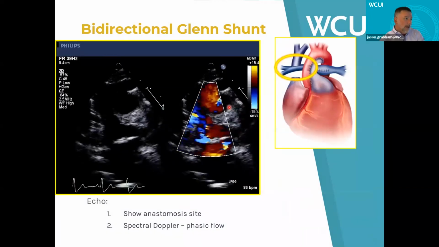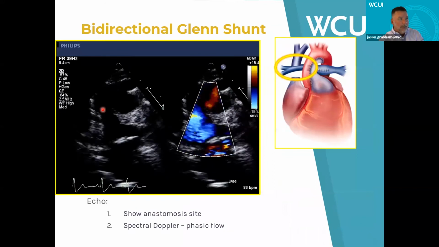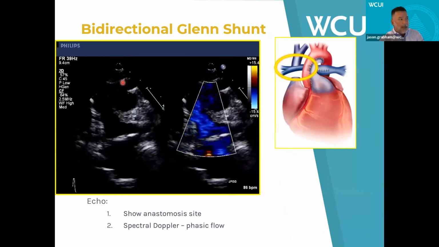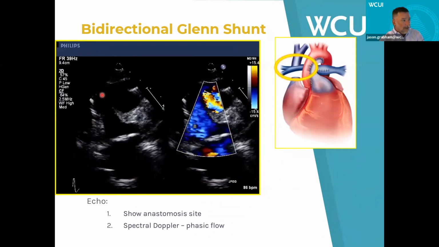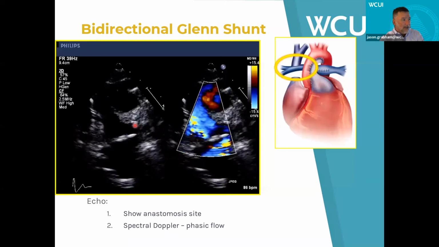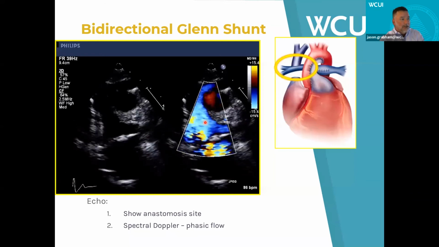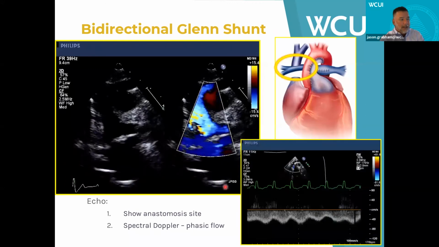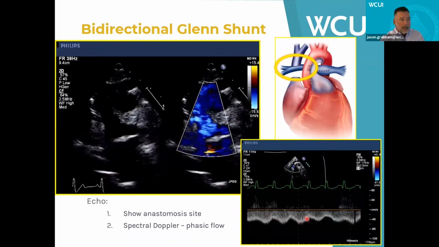And so echocardiographically, here's what we see with a bidirectional Glenn, which is probably the most common. What we're looking at here is the superior vena cava coming down, and this is the right branch pulmonary artery, and this is the anastomosis site. You can see it's nice and wide open, and so we're looking for nice low velocity phasic flow by spectral Doppler.